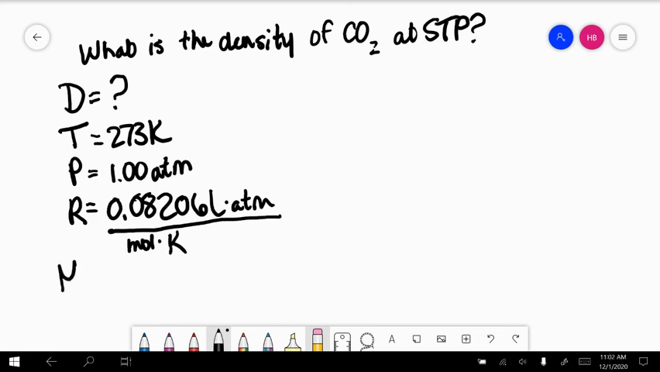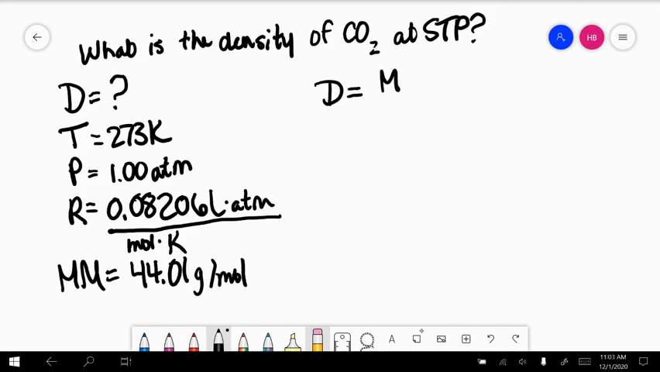And also, we have CO2, so we can use our periodic table of the elements to add 1 carbon at 12.01 and 2 oxygens at 16 apiece to get 44.01 grams per mole. So let's remember, we rearrange for density. Density equals molar mass times pressure over RT.